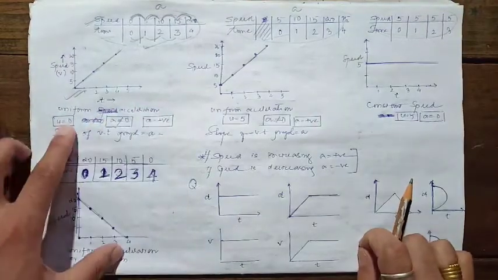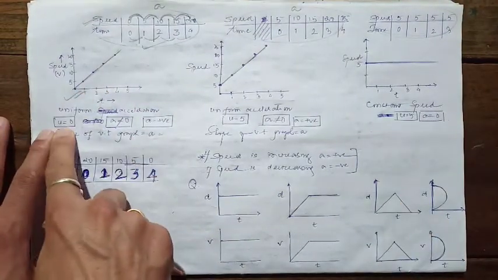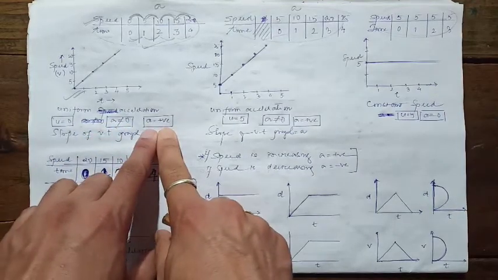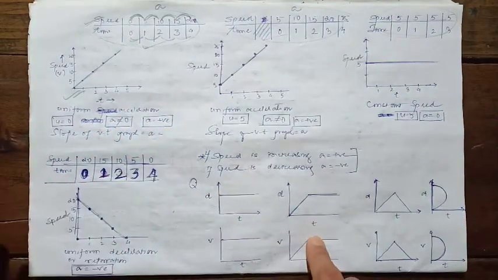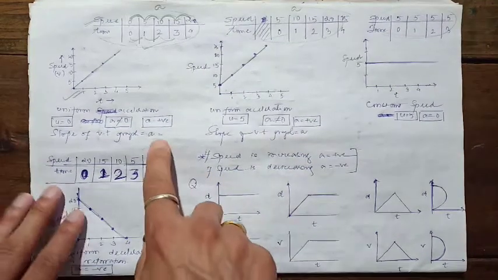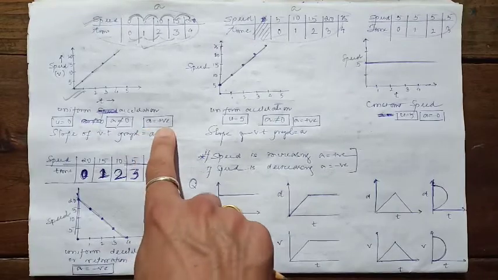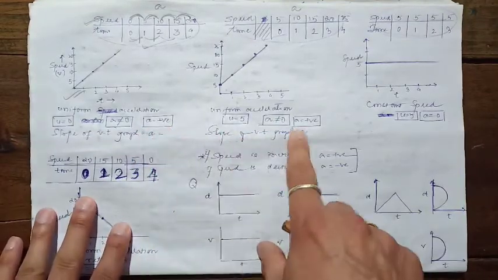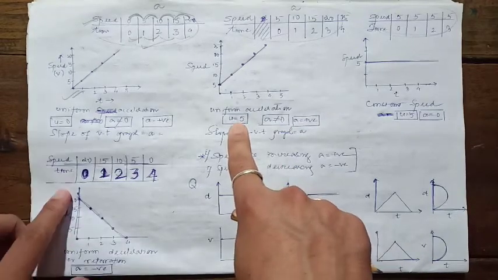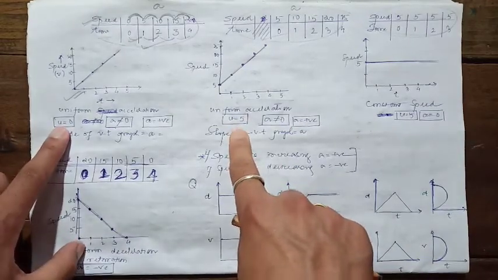So here are the situations mentioned. Initially, in this case, the initial velocity is 0. Acceleration is not equal to 0. Acceleration is positive. Students, when the speed of a body increases, we say the body is accelerating. If the speed is increasing, the acceleration will be given a positive sign. Here also acceleration is positive and not equal to 0. Here the initial velocity was 0, and here the initial velocity is 5.